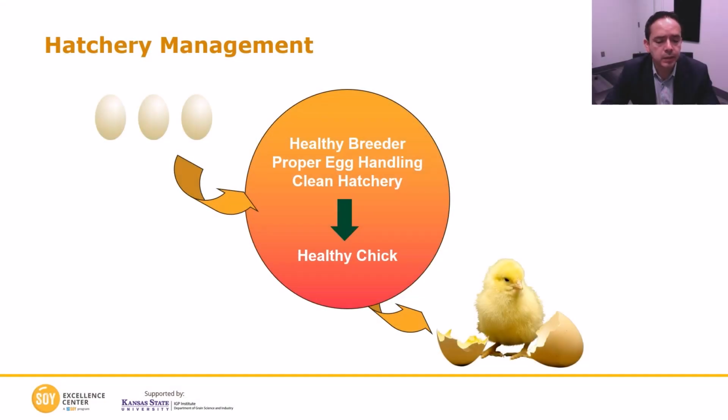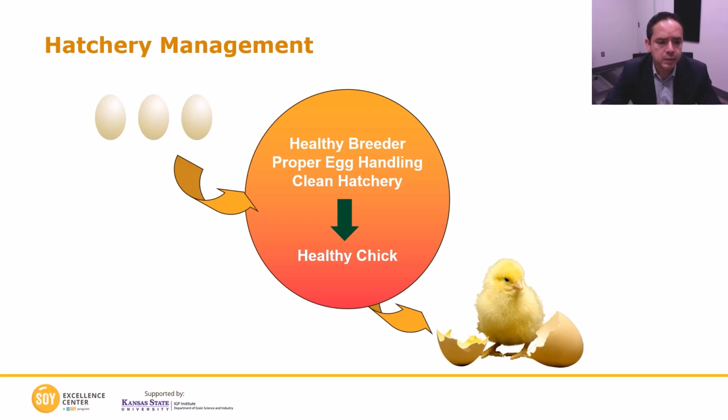Hatchery management is very important, and if we want to have healthy chicks, we need to start with healthy breeders. And the health of the breeder is important, but also we need to focus on the nutrition of the breeders, because the nutritional composition of the breeder feed is going to help with the chick quality as well.